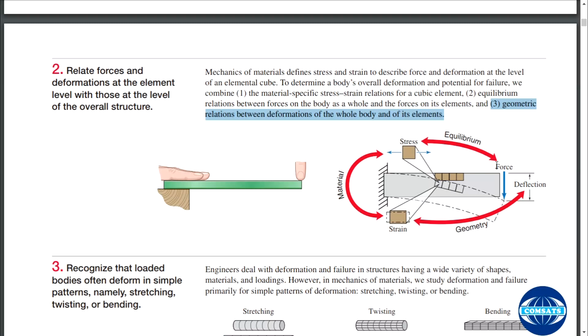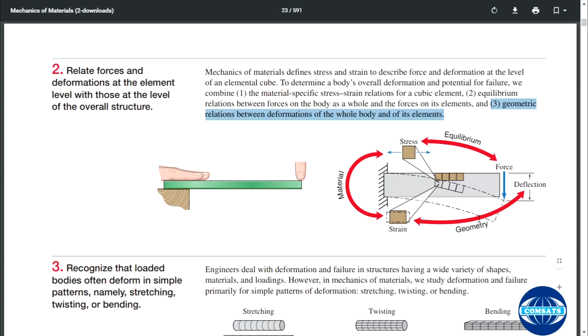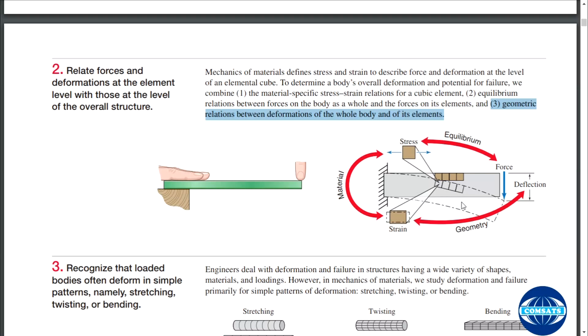So from force, you calculated the equilibrium, you struggle with the stress, and with the help of materials and stress, you will calculate the strain, and with the help of strain, you are going to calculate the deflection. And this whole circle, when you know the deflection, then you can calculate these things. This is the circular structure, the cycle is circular. This is important.